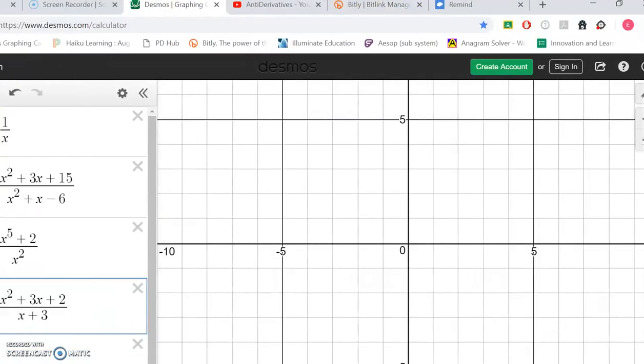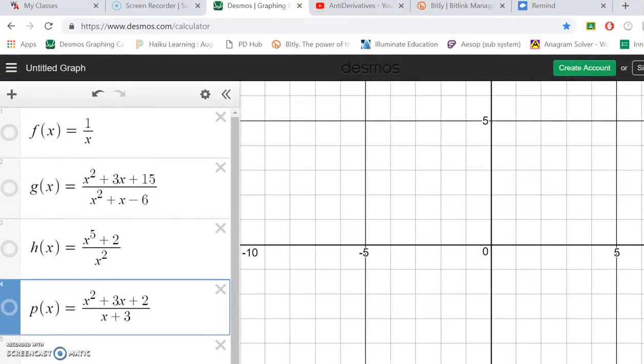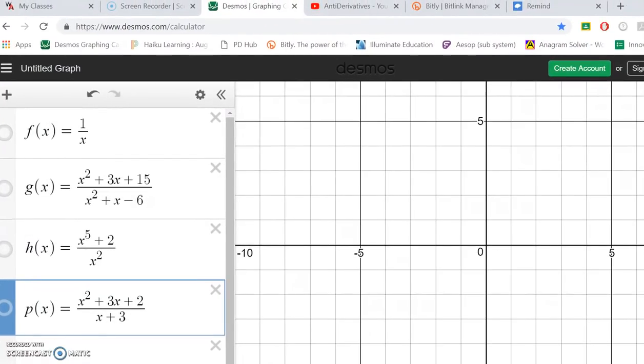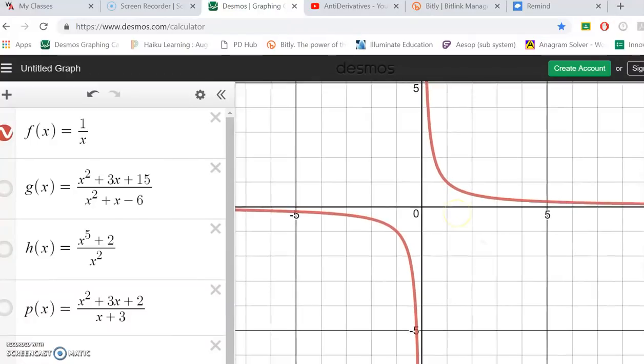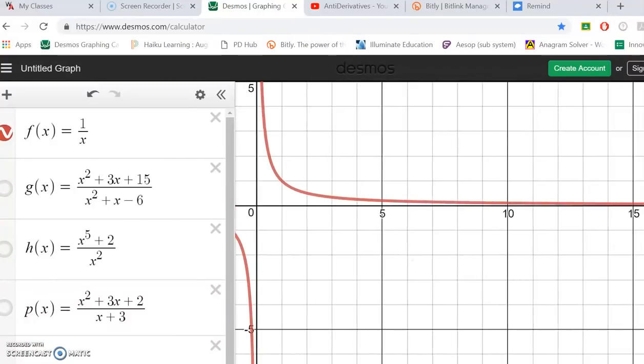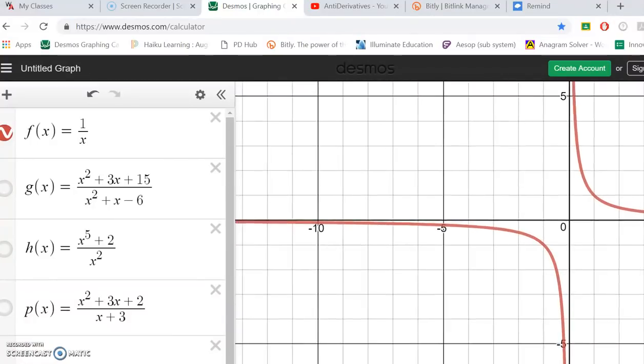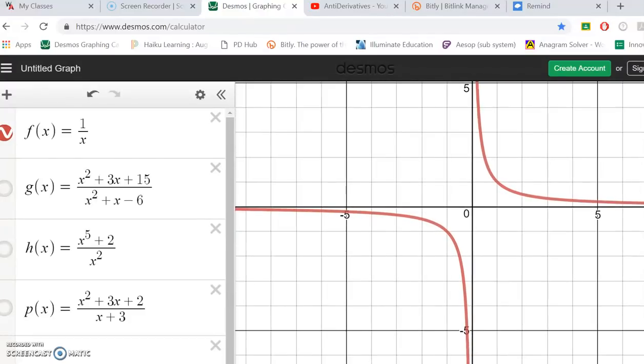And I need to move this. Sorry for bounciness in the screen. I don't know if I can adjust it. It doesn't look like I can. So here's 1 over x, which we've seen a couple of times. It's our parent. The ends are approaching 0. And this is a proper fraction.